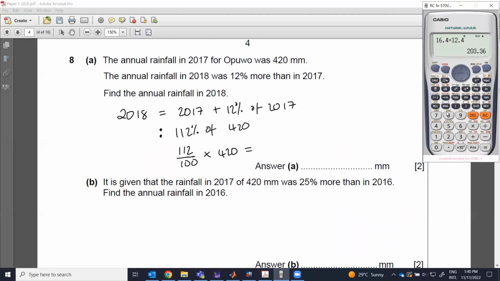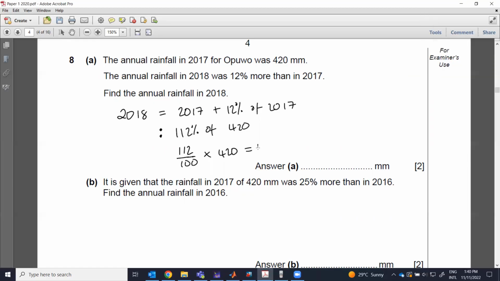So on your calculator, 112 over 100. Then multiply this by 420. Okay, so that means in 2018, Opuo got 470.4. Okay, and then you write your answer over here.